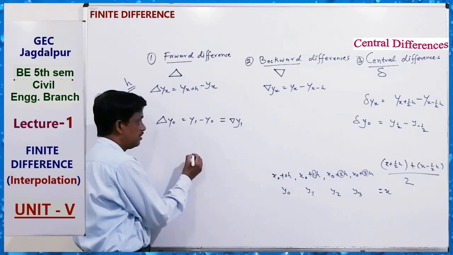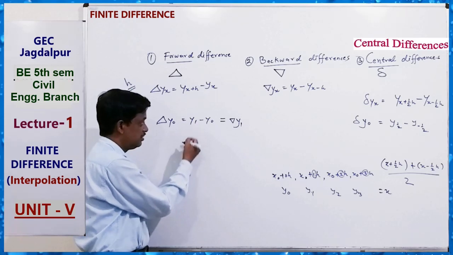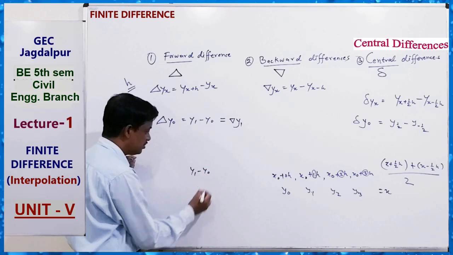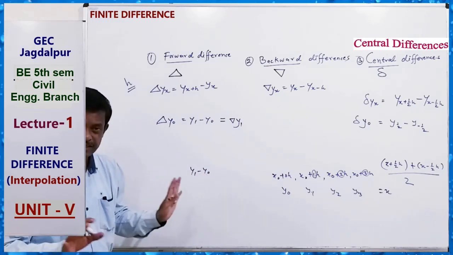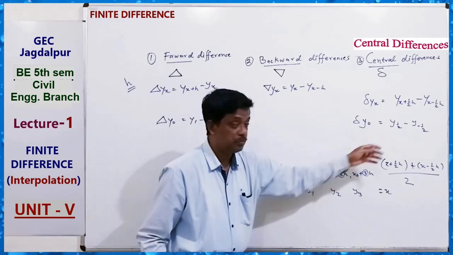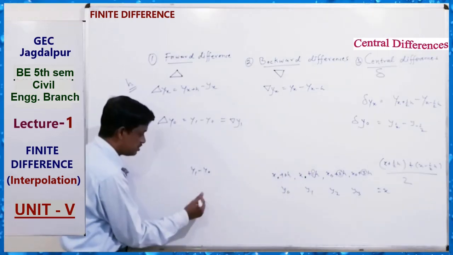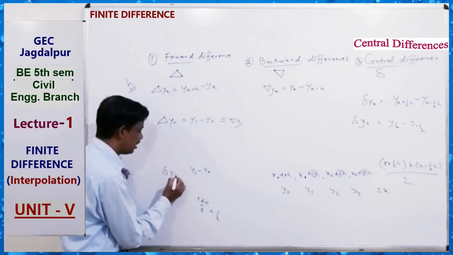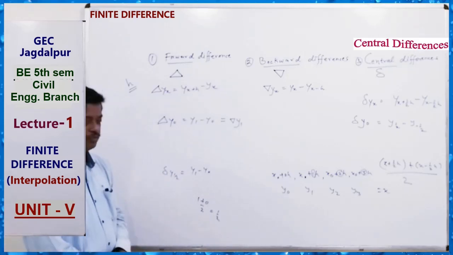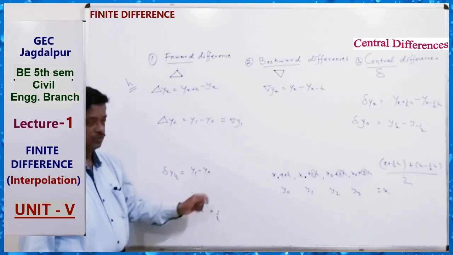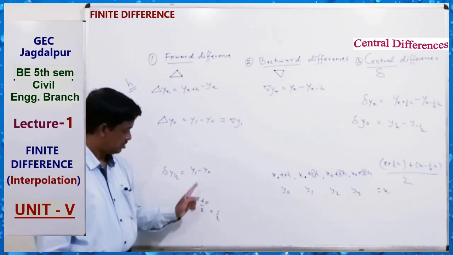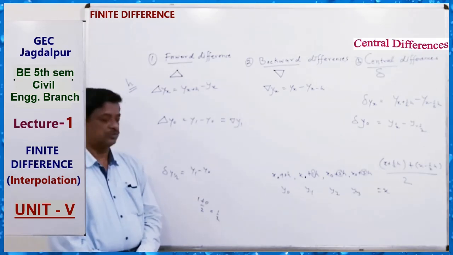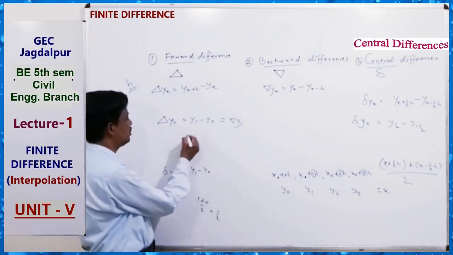So here we can see this difference. This can be written as what? If we take y1 minus y0, then we see that difference. This is the average of these two: 1 plus 0 by 2, what? Half. That is, delta y half equals this, because the average of 1 and 0 is 1 plus 0 by 2, which is 1 by 2. So delta y half equals this.